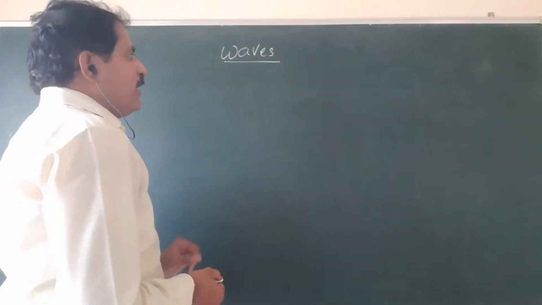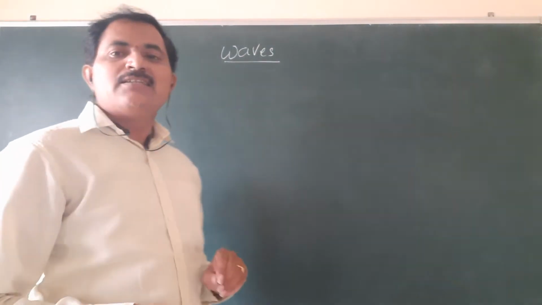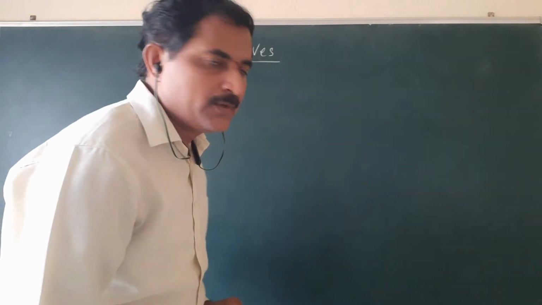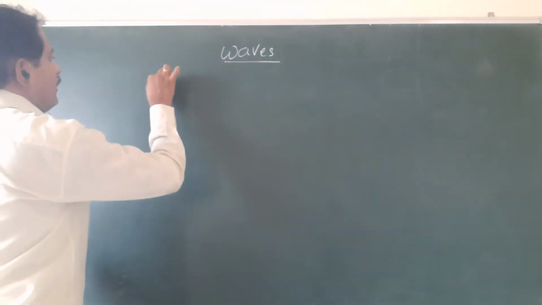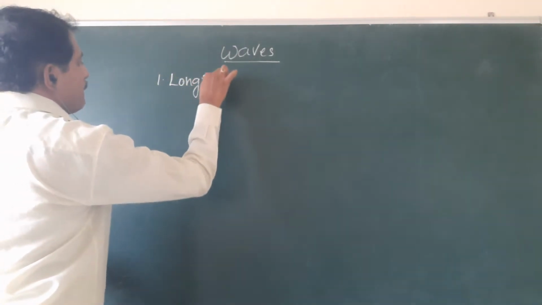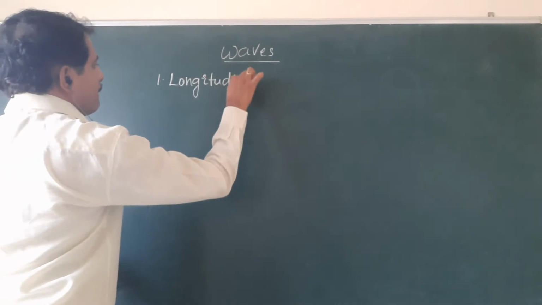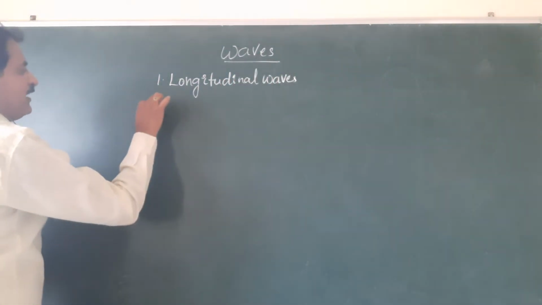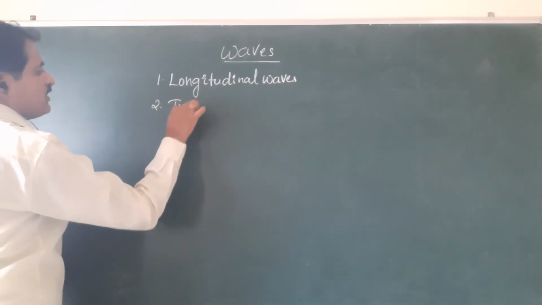In the chapter Waves, initially let us discuss the two types of waves. Those are longitudinal waves and the second one is transverse waves.